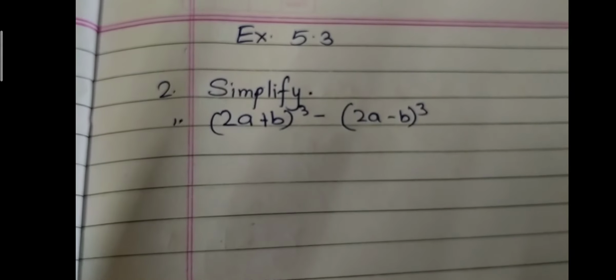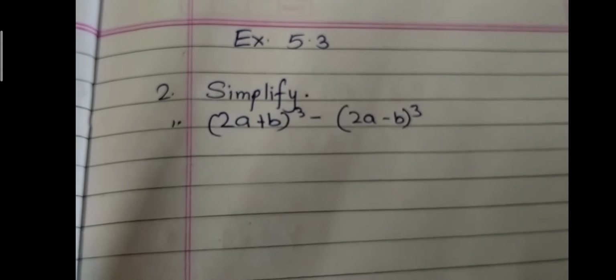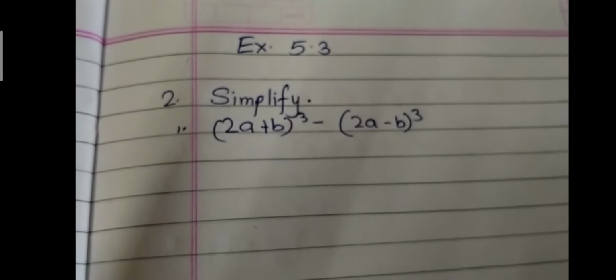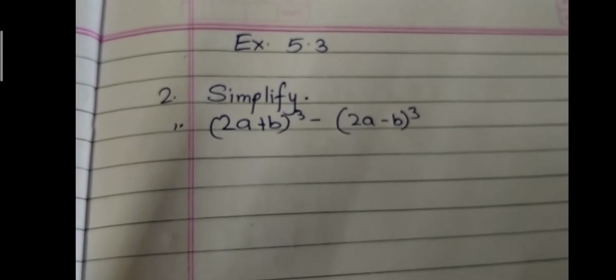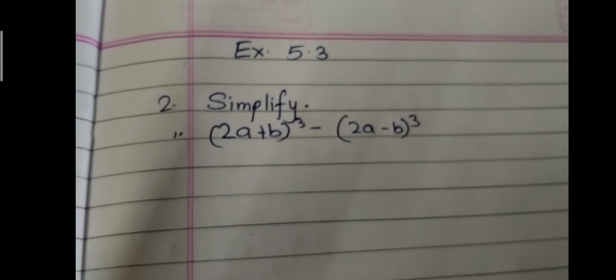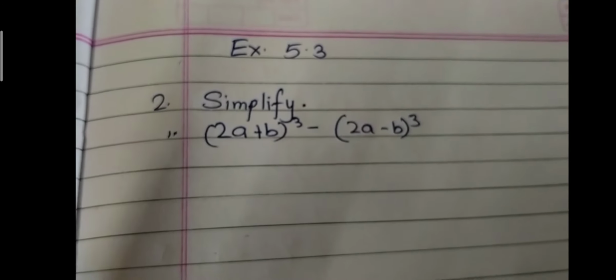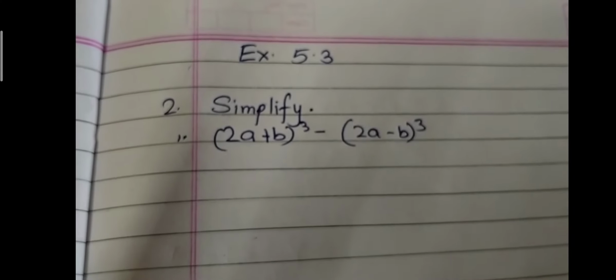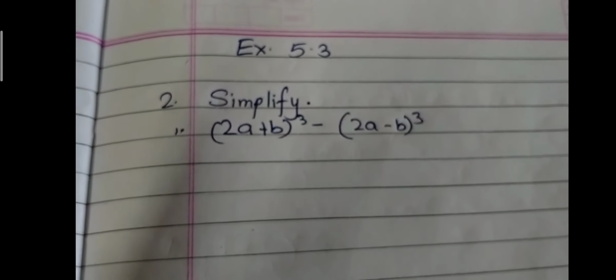Students, now we will start with exercise 5.3, the second part, that is simplify. Here we have (2a plus b) the whole cube minus (2a minus b) the whole cube. In this, we are going to put the values, open the brackets, and then solve it. So it will be like this.